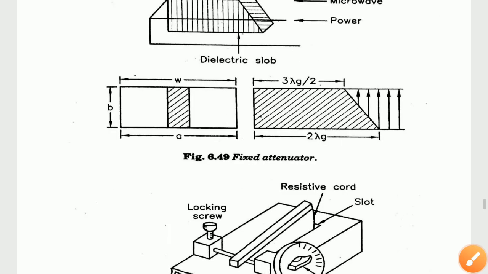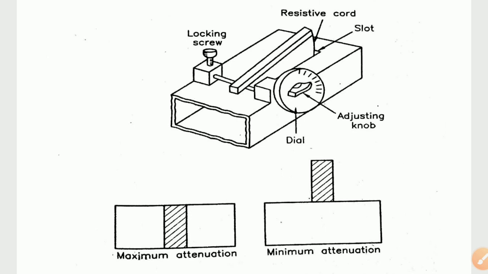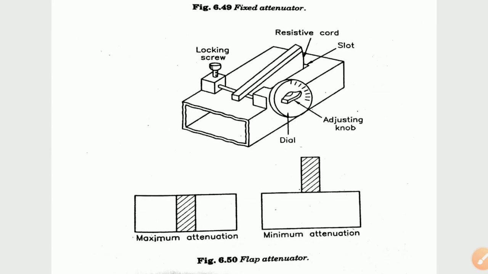So next is the variable type attenuator. The flap type attenuator is shown here. There is a basic construction. The resistive card is used to block the signal, or provide the degree of attenuation. Then there is a longitudinally cut slot, in which we can fix this resistive card. Then there is an adjusting knob, some mechanical adjustment.